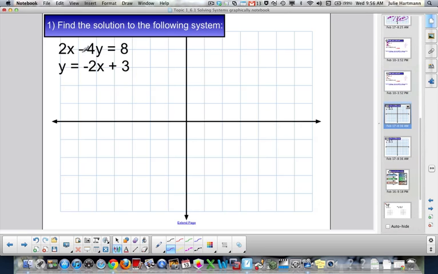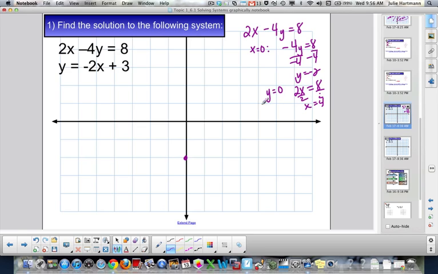Okay, so find the solution. 2x minus 4y equals 8. So I'm going to say when x equals 0, I have 0 minus 4y equals 8. So divide by negative 4, y equals negative 2. And when y equals 0, I have 2x minus 0, so 2x equals 8, divide by 2, x equals 4. So that's right there.